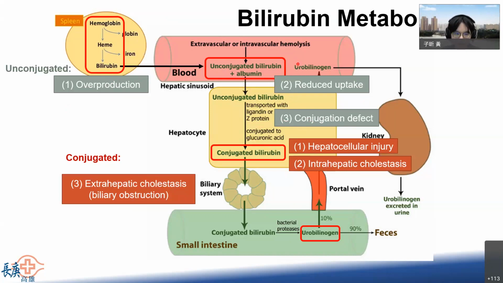And as for conjugated hyperbilirubinemia, the product is here. So there may be hepatocellular injury, which causes conjugated hyperbilirubinemia. There may be intrahepatic cholestasis, or there may be extrahepatic cholestasis, which reflects ineffective excretion, which may be related to biliary obstruction. Okay, so biliary obstruction means from the hepatocyte out to the intestine. Anywhere through this biliary system, there may be an obstruction.